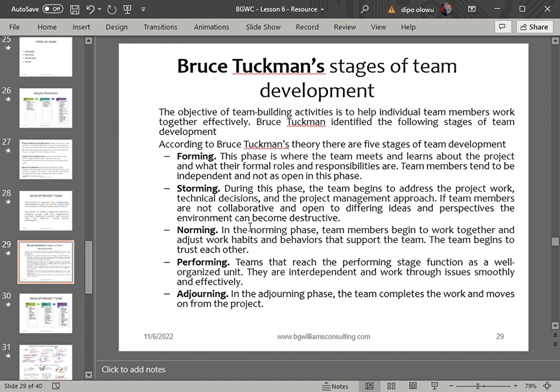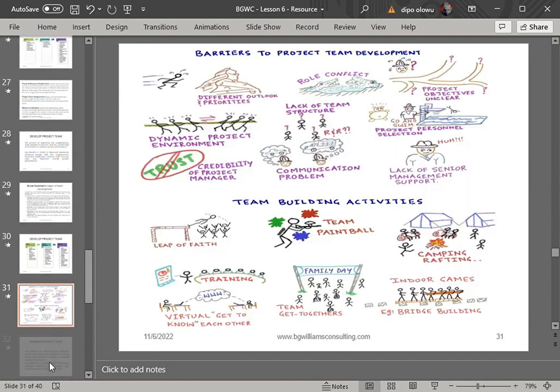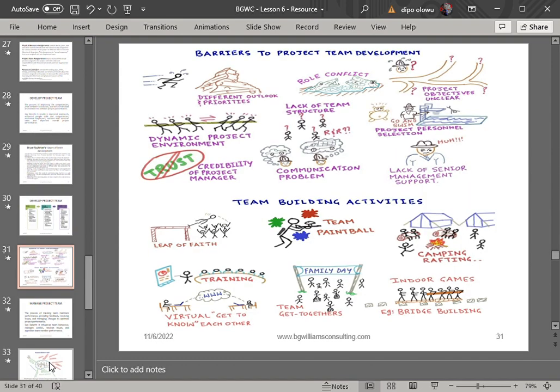Then the last stage, which is adjourning, is when the team has completed the project and they disband the team and the project moves on. All right. So that is the Bruce Tuckman five stages of team development.